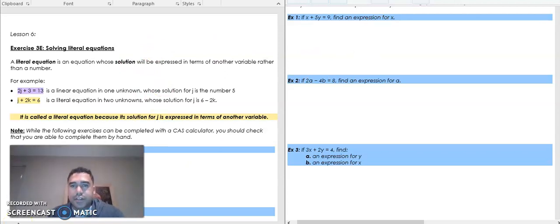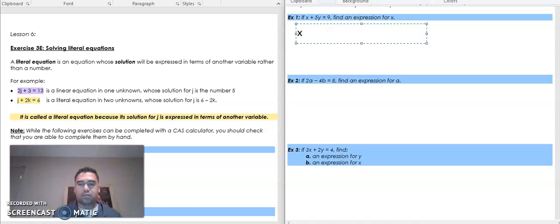So the first example: if x plus 5y is equal to 9, find an expression for x. In other words, this is asking to get x by itself. Right now x isn't by itself, there's a plus 5y associated with it. I want you to turn this into x is equal to something. So what I'm going to do is write out the equation again.